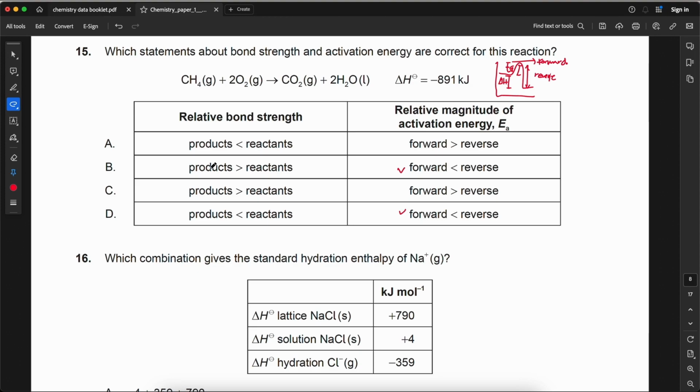And now, is the relative bond strength of products bigger than reactants or smaller than reactants? To calculate delta H, it is the bond energy of reactants minus that of products. Okay, so it is negative. If it's negative, then logically the bond strength of products should be bigger than that of reactants. Therefore, the answer is B.